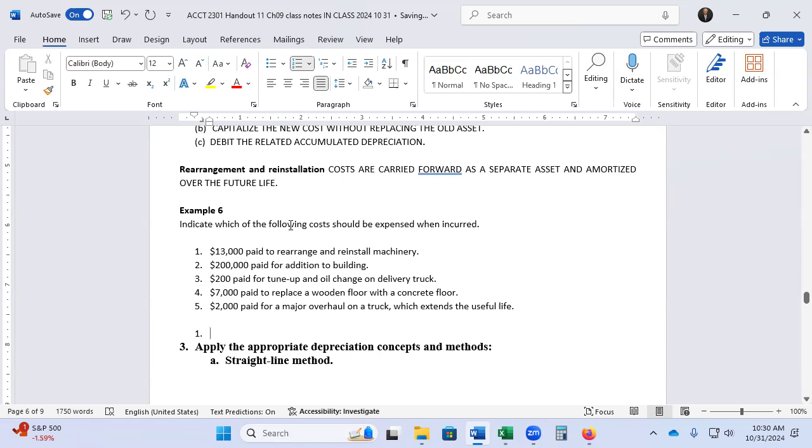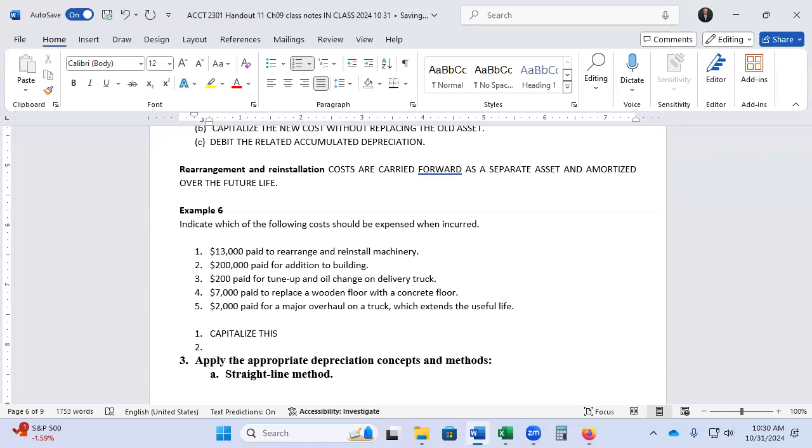Okay, so it says indicate which of the following costs should be expensed when incurred. So $13,000 paid to rearrange and reinstall machinery. Now, it doesn't specifically say that it does any one of the three, but you would capitalize this. Number two, $200,000 paid for an addition to the building, you would capitalize.